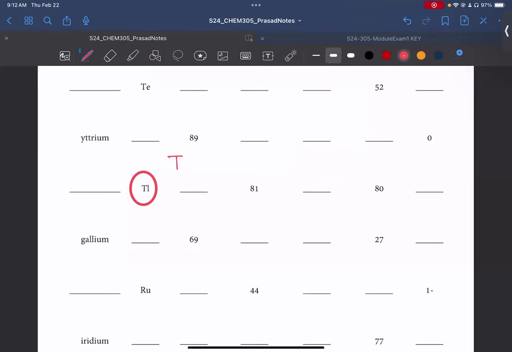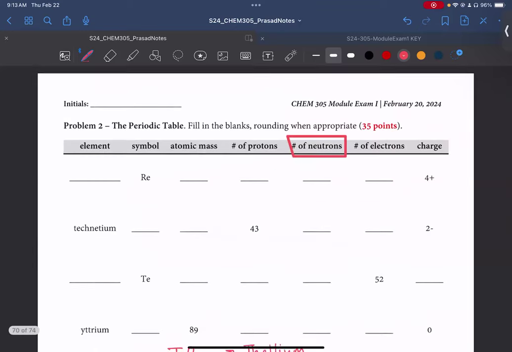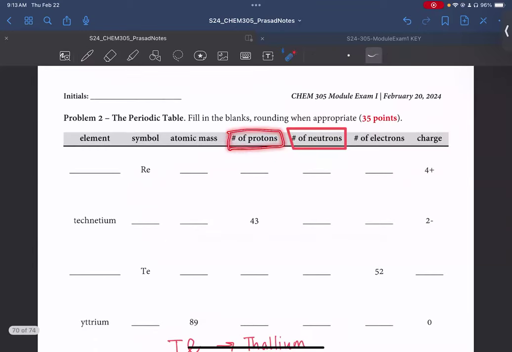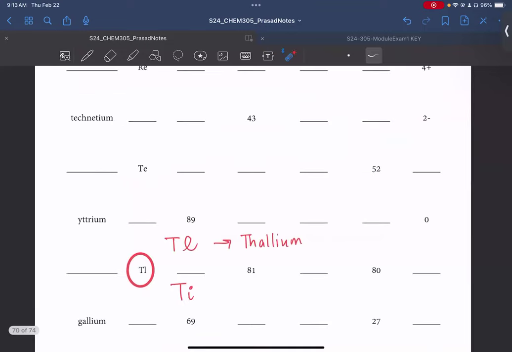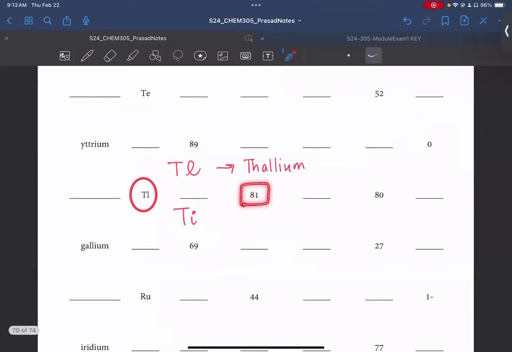The other thing I saw was this one right here. This is actually Tl for thallium. I noticed that some people may have read it as Ti for titanium. Understandable mistake. However, since I did tell you the number of protons, which is the atomic number, you could have looked at the periodic table and identified, oh, this is Tl.